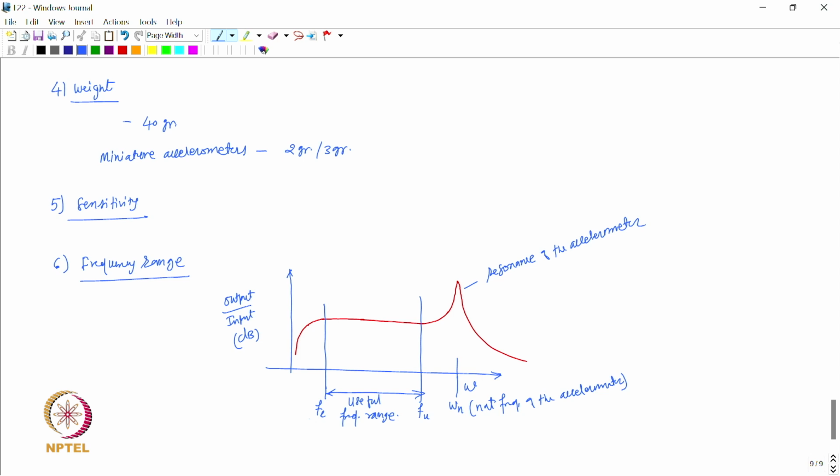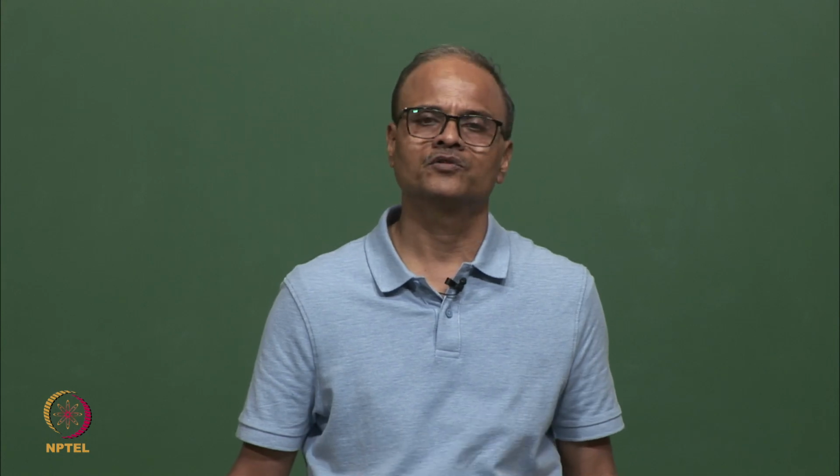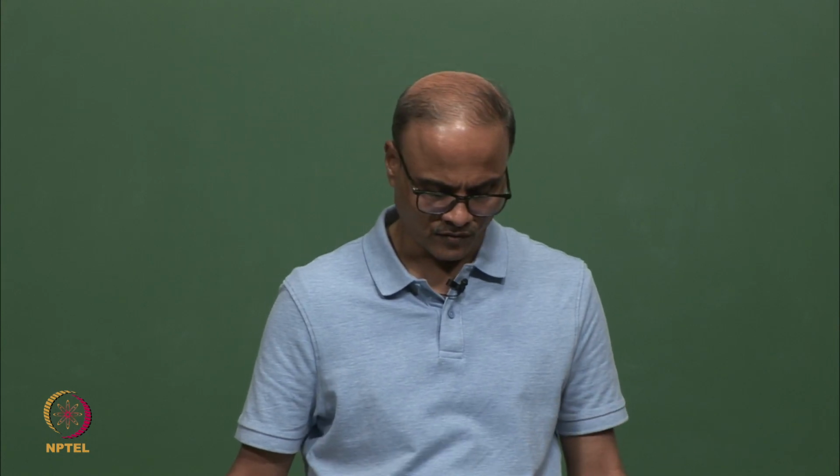And this lower cutoff frequency basically depends upon the time constant of the amplifier circuit. That time constant basically determines the lower cutoff frequency of the accelerometer.